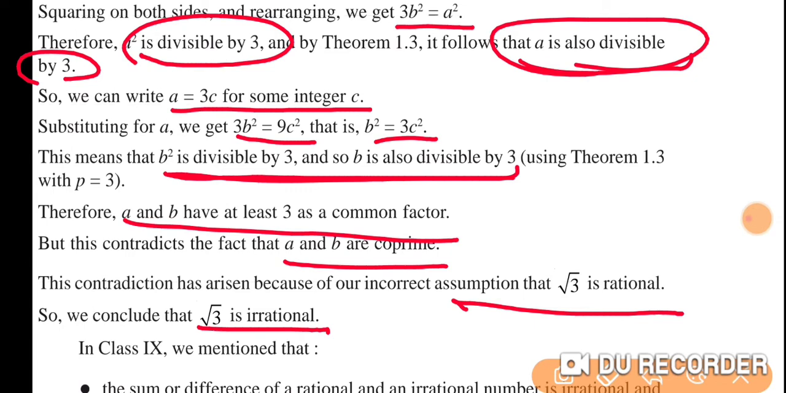So these are the two sums in which you have the square root of prime number is irrational to be proved. So you can be given any question, children. You may be asked to prove root 17 is irrational, root 5 is an irrational number, or say root 11 is irrational, root 29 is irrational.